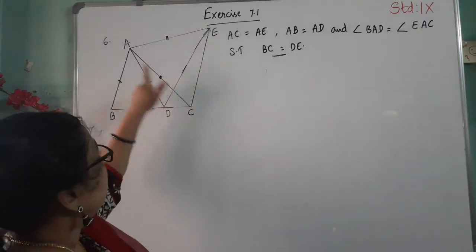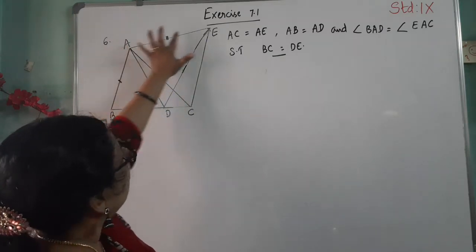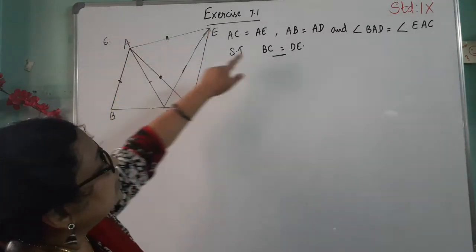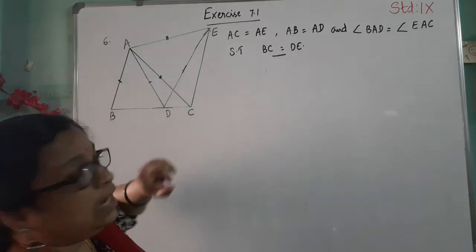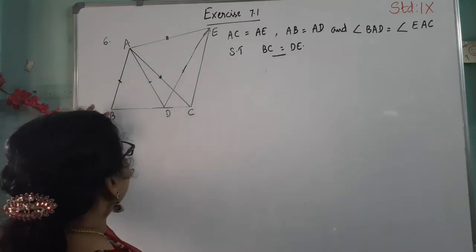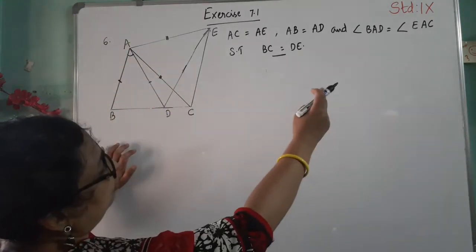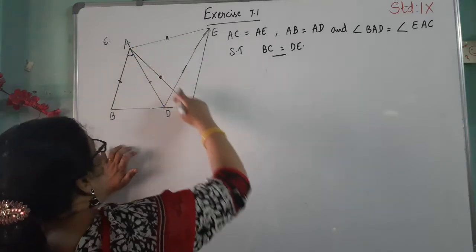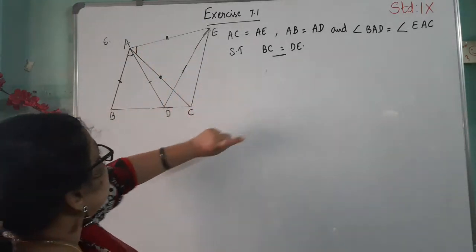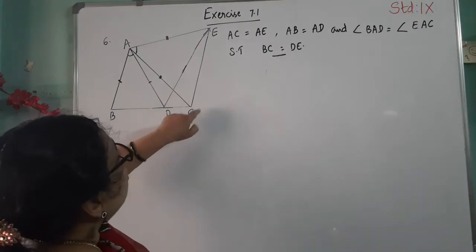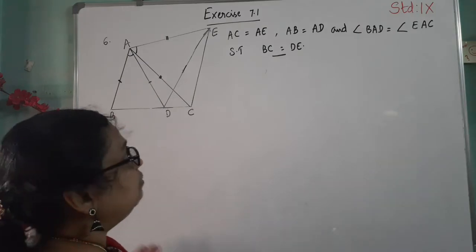Then sixth question, figure is given, AC equal to AE, that is this line AC equal to AE. Here it is marked AB equal to AD, and angle BAD, this angle, equal to angle EAC, this angle, these two angles are equal. Show that BC equal to DE. These two sides are equal, that we want to show.